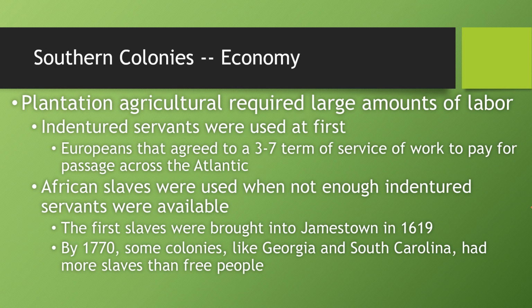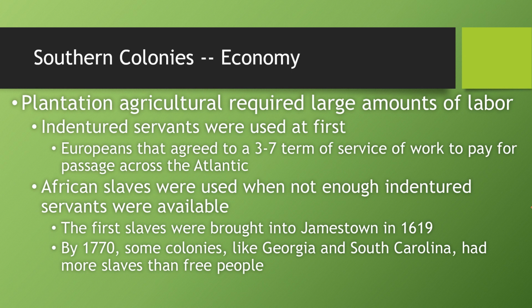The system of plantation agriculture required large amounts of labor. This is a time before the Industrial Revolution. There aren't machines to do the labor on these farms, and tobacco production, for example, was very labor intensive. There weren't enough settlers who were moving to this land to hire workers.